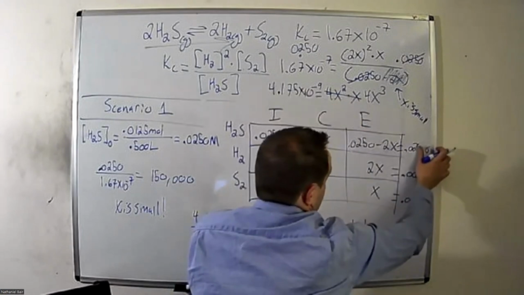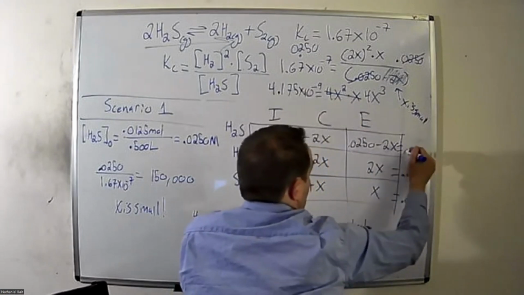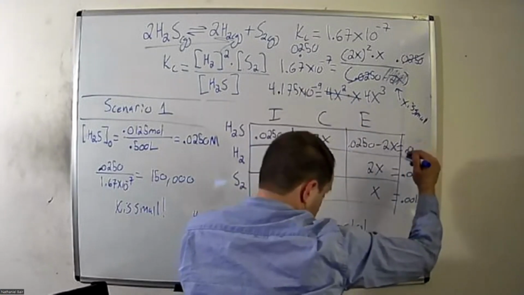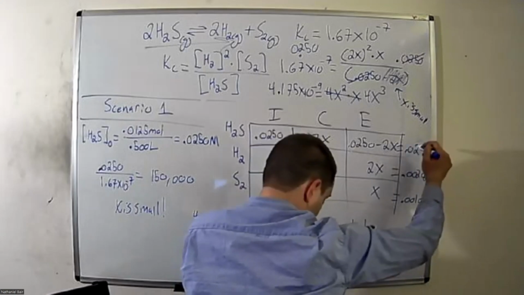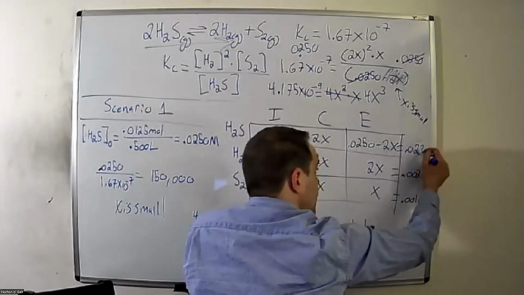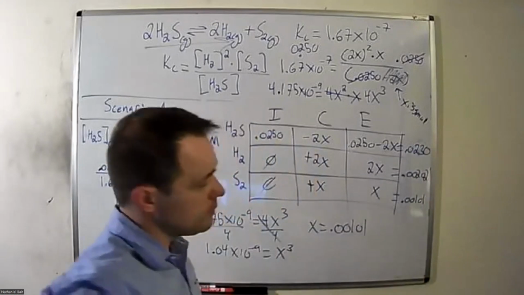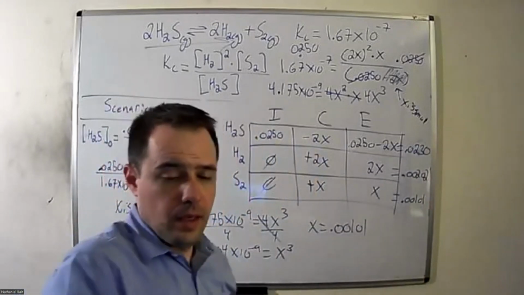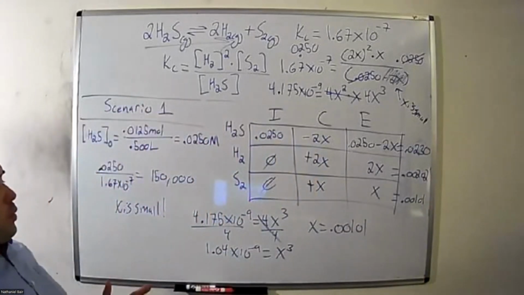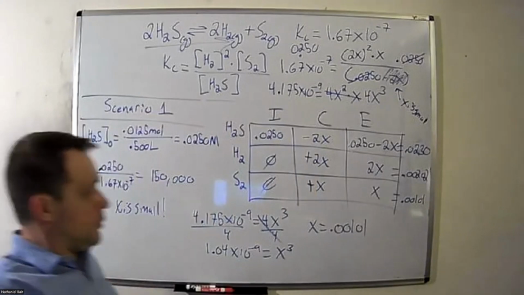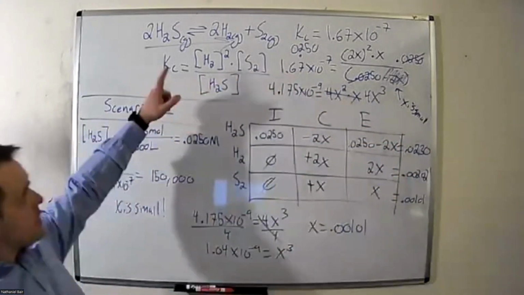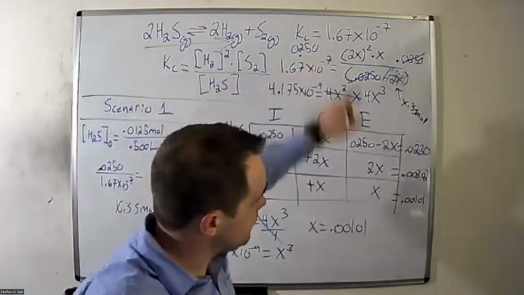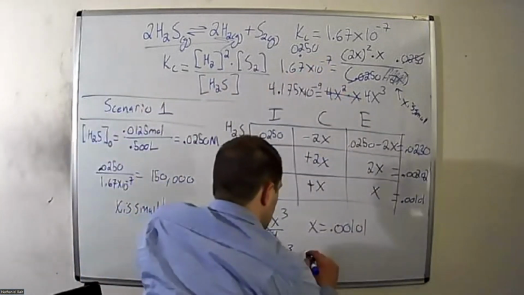Round that with sig figs to 0.0230. And of course, we can now check our work. Okay, we can plug these values into the mass action expression and see if we get the constant. So let's give it a whirl.